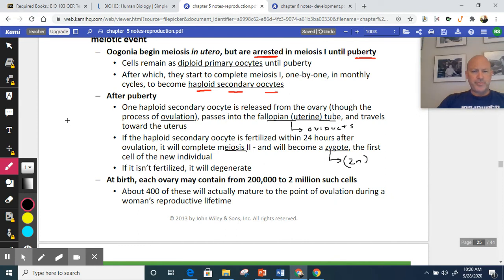So at birth, each ovary could contain somewhere between 200,000 to 2 million eggs. But do we release that many? Of course not. We're not alive for that long. If we only release 1 a month, we would never get to anywhere near that number. However, about 400 of these will actually mature to the point of ovulation.